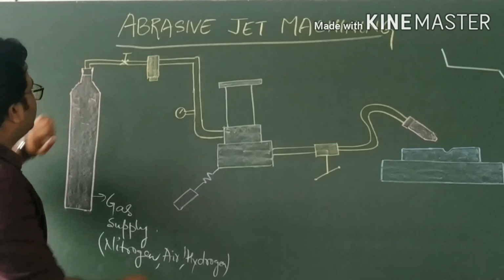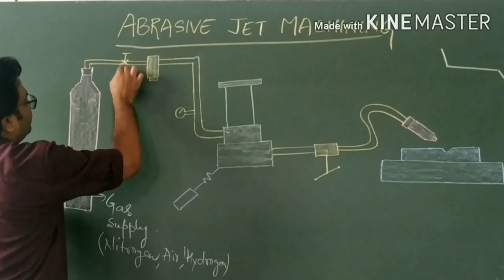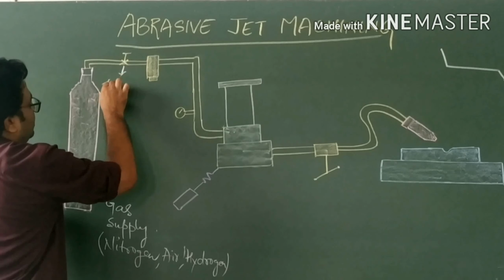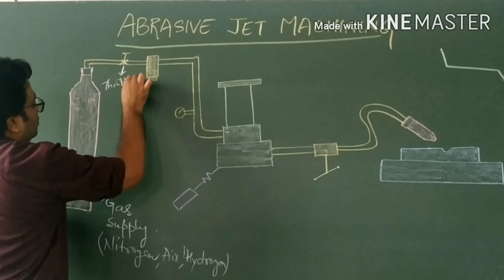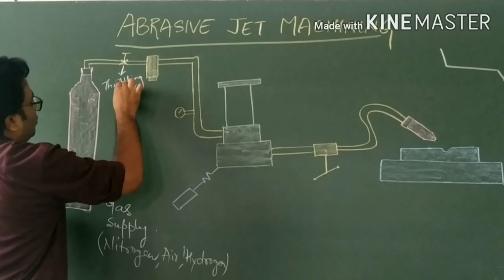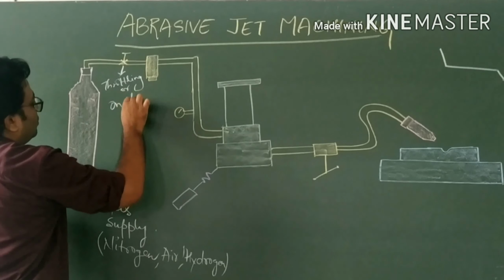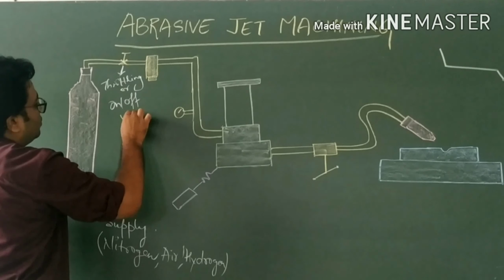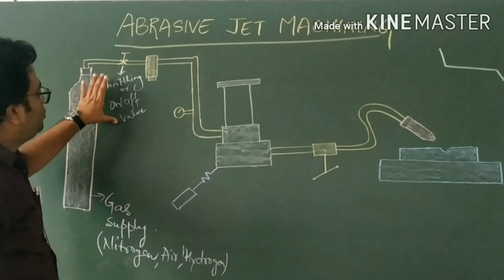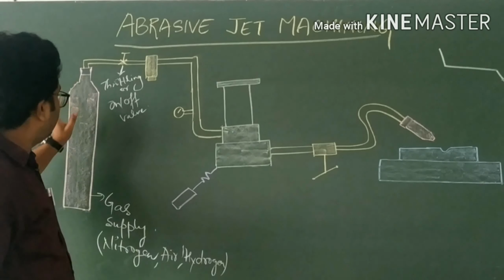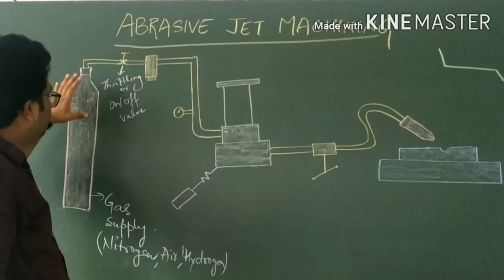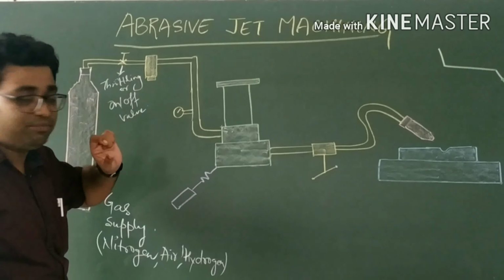Next, after this, here is a throttling valve, or on-off valve. It is used to regulate the flow of gas from the gas cylinder to the main chamber.